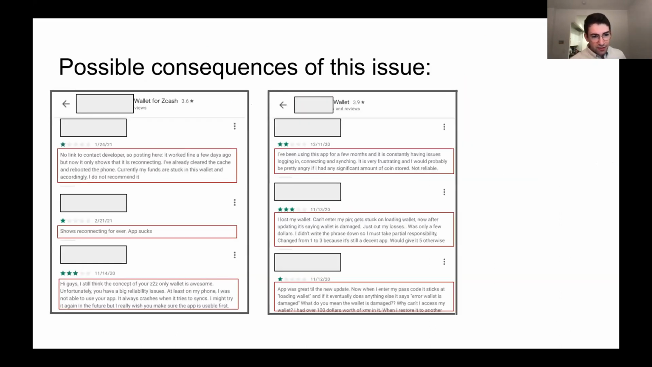I've discreetly blocked out the names here, but I claim that this is a real issue in real life. Here are reviews in the Google Play Store for wallet apps, for Zcash on the left and Monero on the right. And you can see that it's connecting forever and things like that.